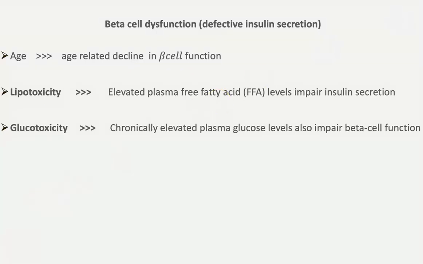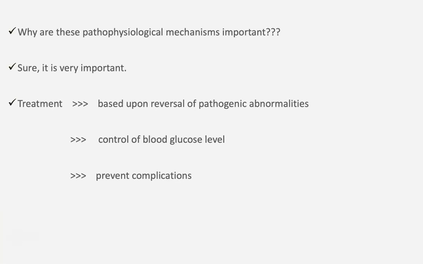So why are these pathophysiological mechanisms important? Sure, it is very important, because when we start treatment, the treatment will be based upon reversal of the pathogenic abnormalities. In that way, we can control blood glucose level and prevent microvascular and macrovascular complications.